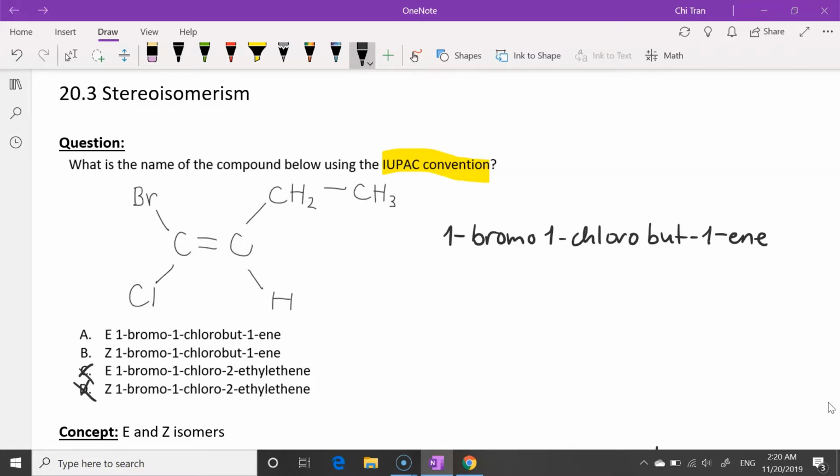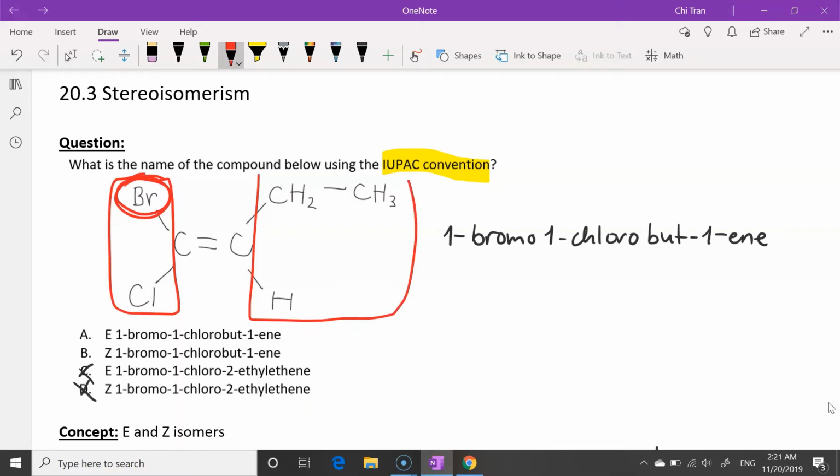And then we can compare the atoms or the substituent groups that are bonded to the same carbon. So we're comparing bromine and chlorine, and bromine has the greater mass, so it has a higher priority. And then we can compare the substituent group and the atom that's bonded to the second carbon. And here the ethyl group has the higher priority. And so you can see the higher priorities are on the same side of the double bond. So it's a Z, and our answer is choice B.